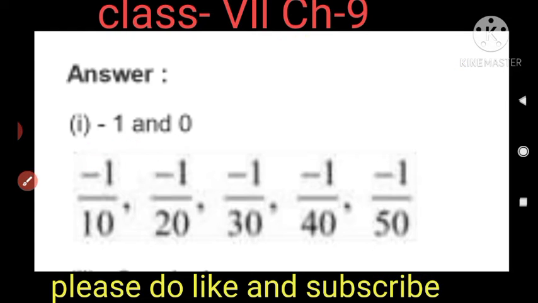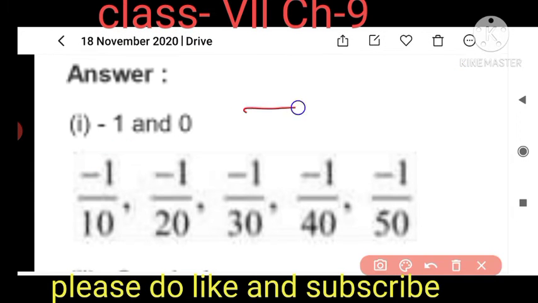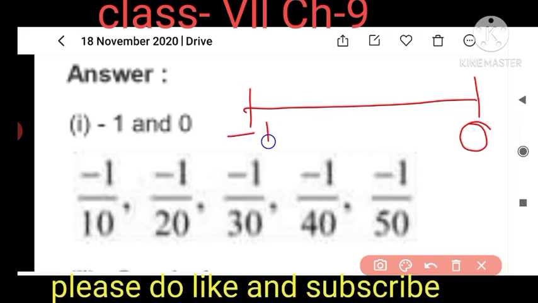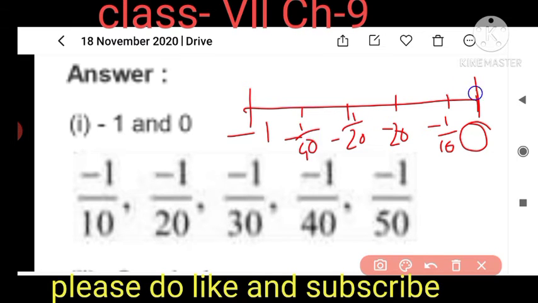Suppose I draw one number line here, and this will be 0, and -1 will be here, isn't it? So where will -1 upon 10 be? You can mark it here, and -1 upon 20 will also be here, and -1 upon 30 will also be here. -1 upon 40 will also be between 0 and -1.